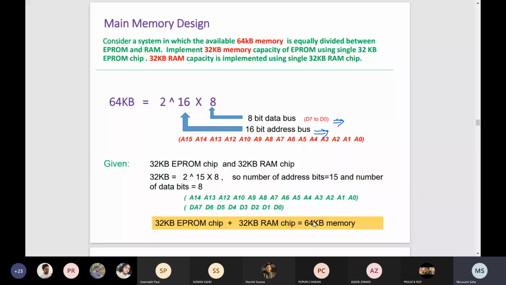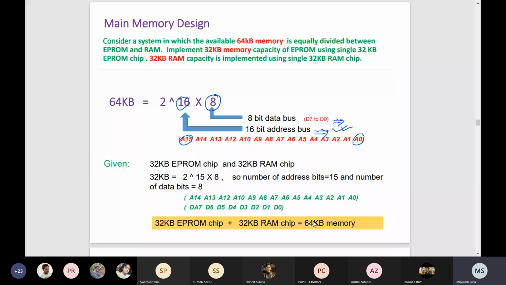KB, B for byte. So I assume here that 8 bits is a word for the memory. Word size is 8. Each word can store 8-bit data. Now 64 K means 2 to the power 16, so obviously it has a 16-bit address bus. Now if we start from A0, then it will end at A15. Now this is our requirement.